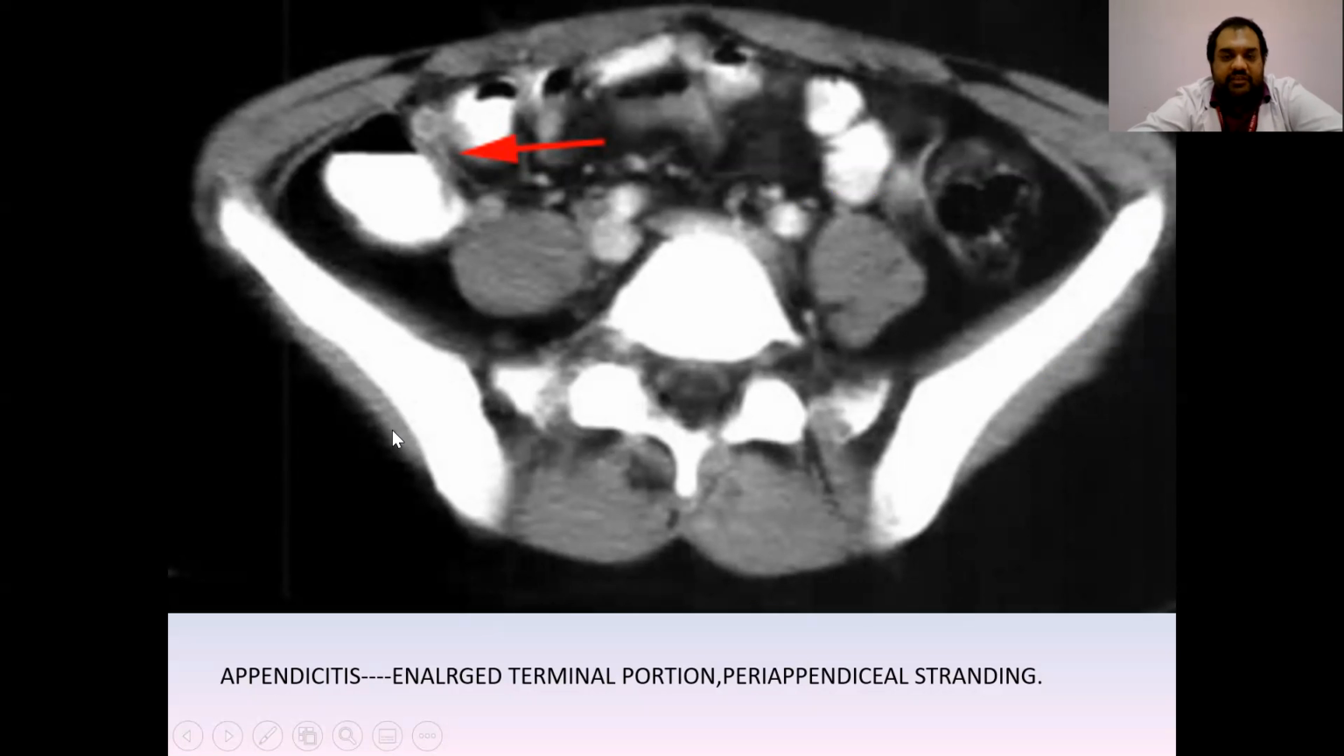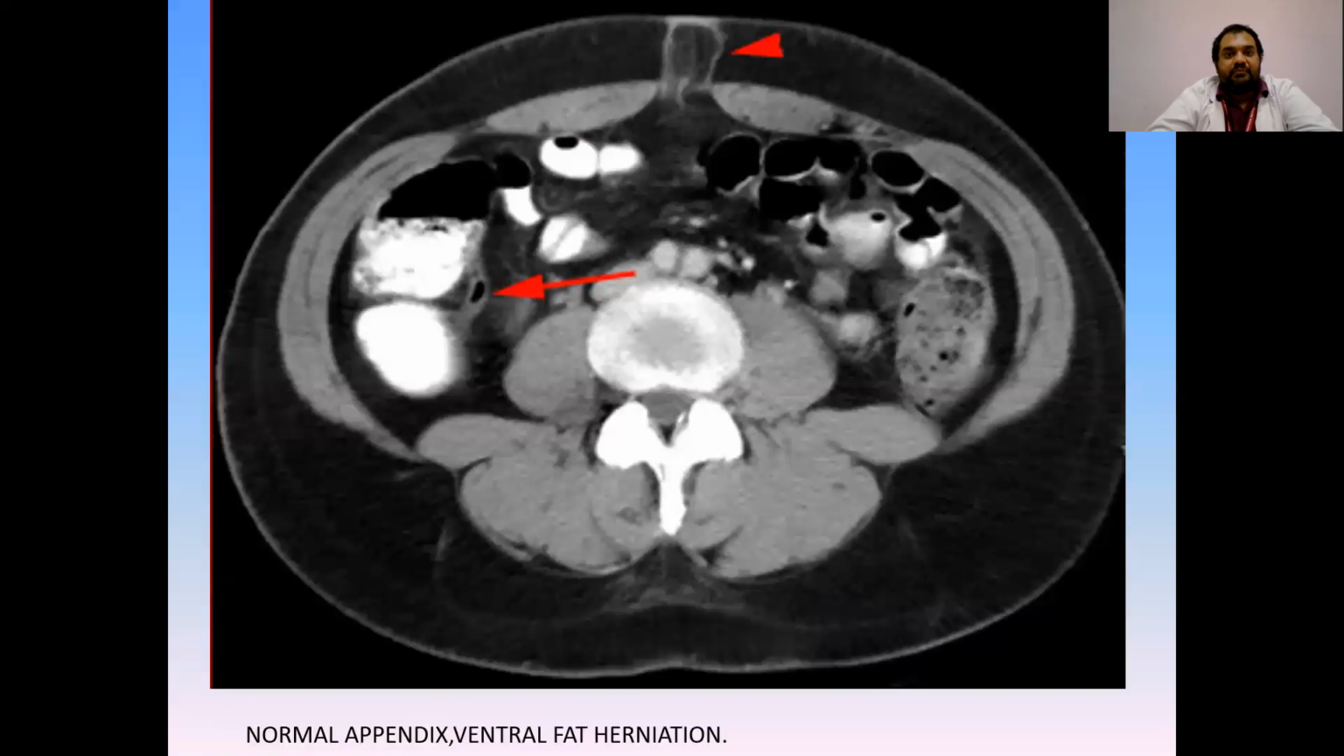This is the axial section of the CT showing the appendicitis as evidenced by the enlarged terminal portion, periappendiceal stranding. This is a normal appendix. Ventral fat herniation can be seen.